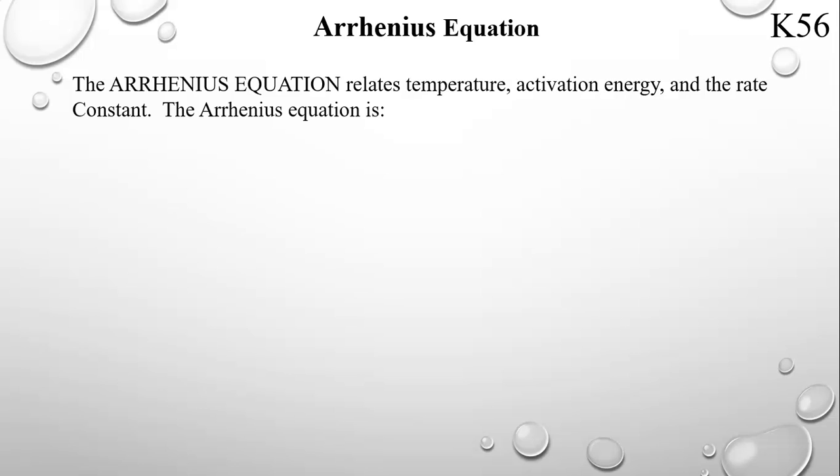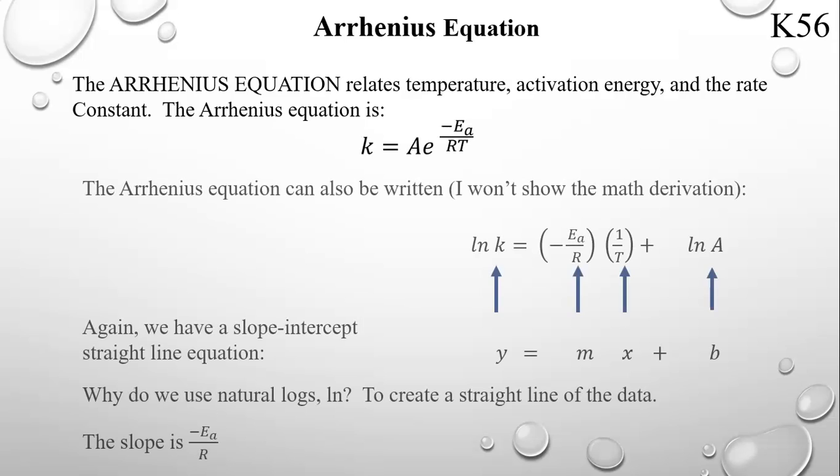The Arrhenius equation relates temperature, activation energy, and the rate constant, and also the frequency factor, I should add. Okay, so what you can do is take the natural log of both sides. Here we go again with natural logs. So the Arrhenius equation can be written, I won't do the math, but if you just take the natural log of this, what you end up with is that equation down there. Just trust me, that's what you would get. You get ln k equals that exponent, negative EA over R times 1 over T plus ln A.